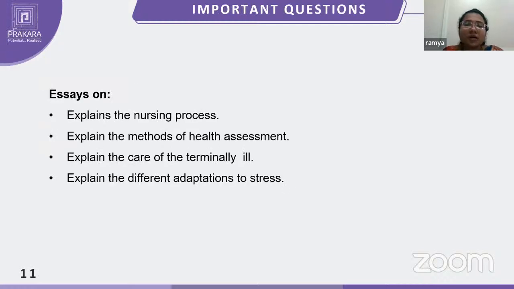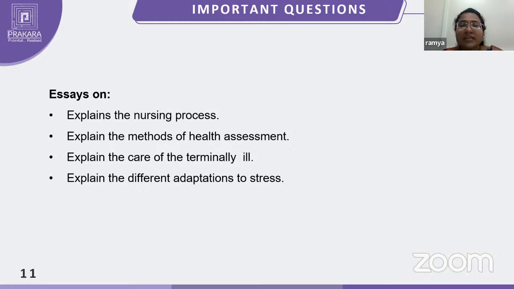When we come to some of the important questions in Nursing Foundation 1 and 2, in essay answers there will be the expected questions on the nursing process. The nursing process consists of 5 steps: assessment, nursing diagnosis, planning, implementation, and evaluation. Like that, we should mention each and every step, with a clear-cut description.